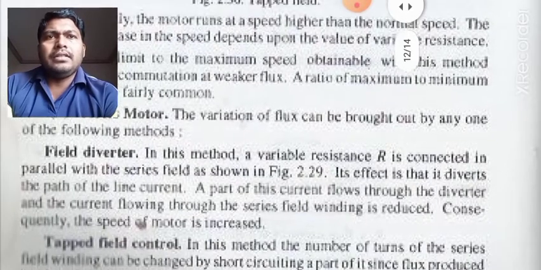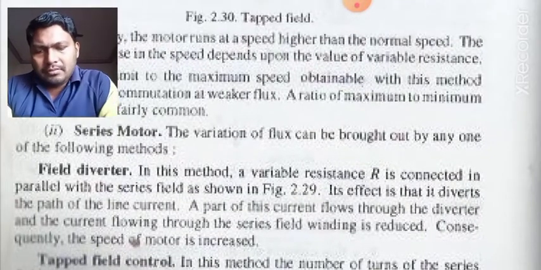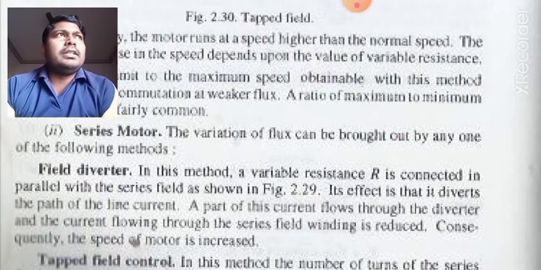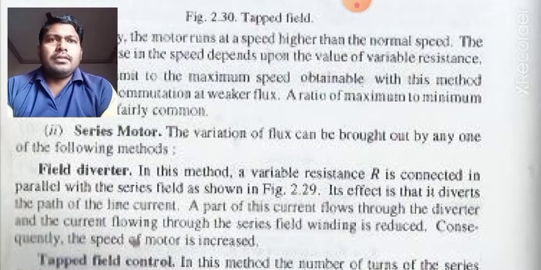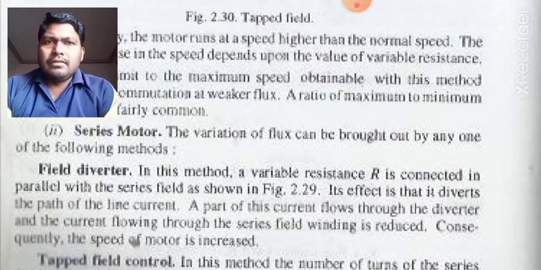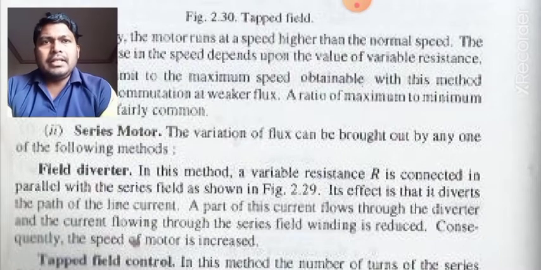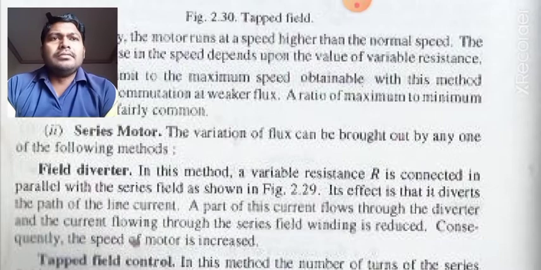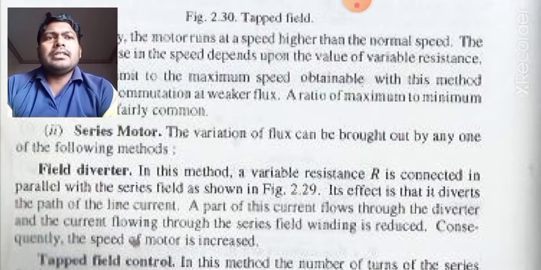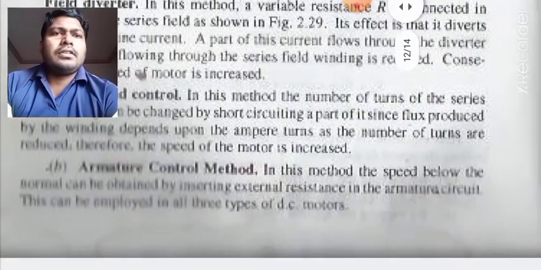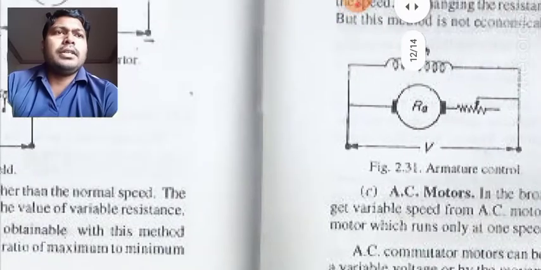So we have to vary the flux as we have discussed in our previous class. By variation of the flux we can control the speed. So we can vary this flux by any of the methods. So first method which we will discuss here is field diverters. By the help of diverters, a variable resistance R is connected in parallel with the series field as in the diagram. So let us first have a look at diagram 2.29.